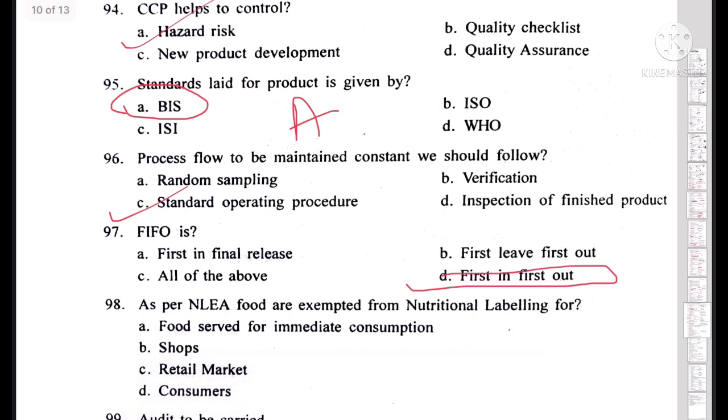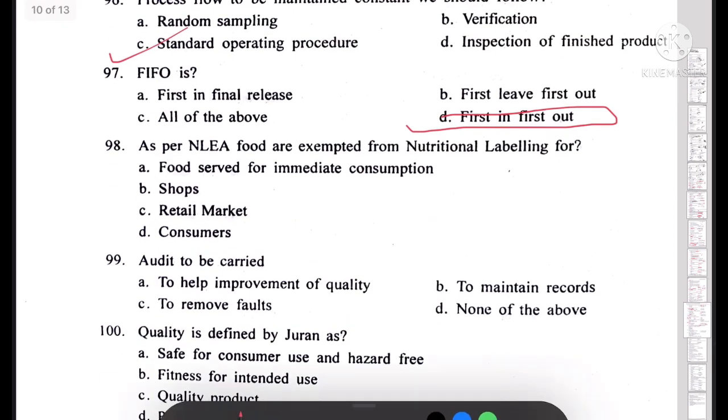Next, as per NLEA, foods are exempted from nutritional labeling for food served for immediate consumption, shops, retail market, or consumer. So the foods that are being exempted from nutritional labeling are the foods that are being served for immediate consumption. Like when we go to restaurants and all, we don't find any nutritional label for the foods. Okay, they are just for immediate consumption.